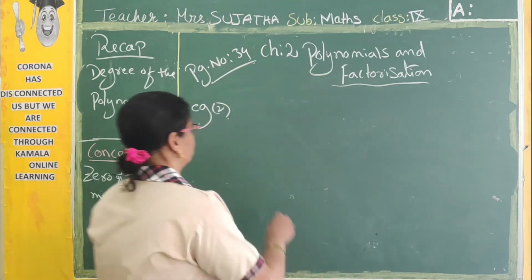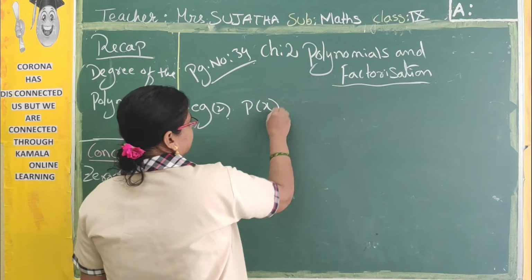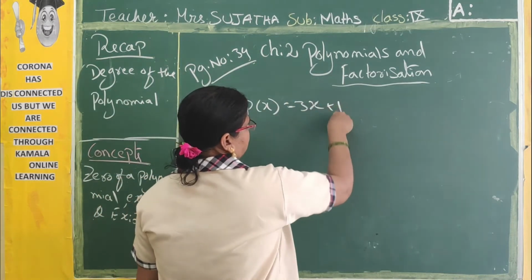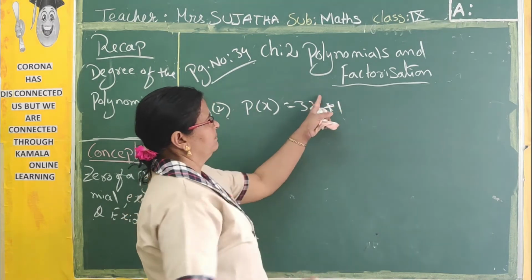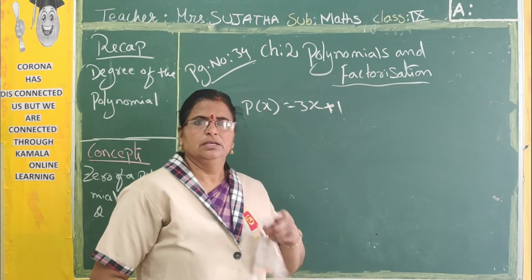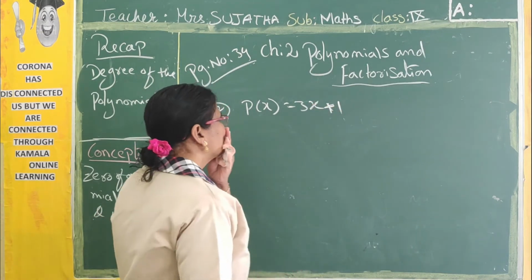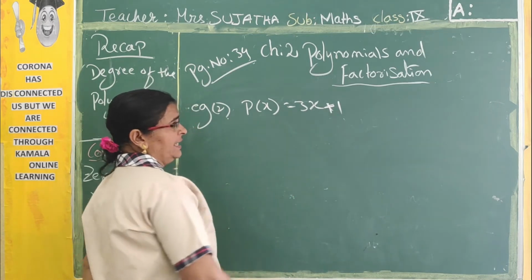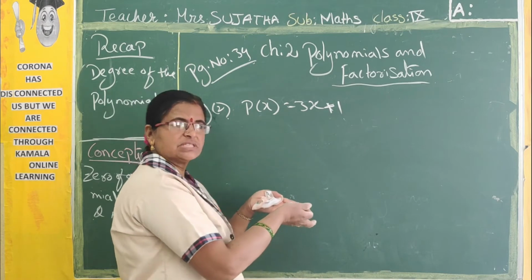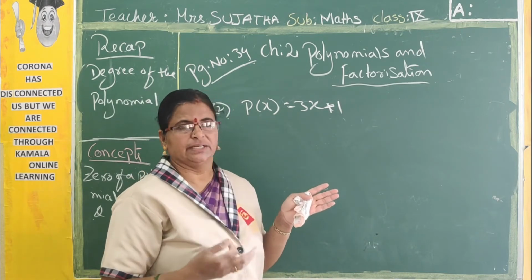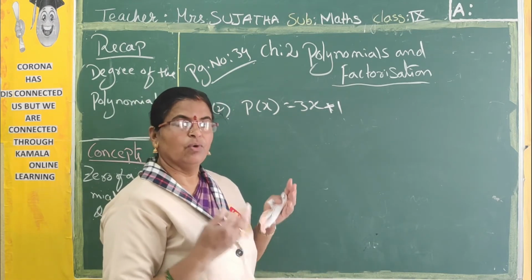What is example 2? Find a 0 of the polynomial P of x is equal to 3x plus 1. This is a linear polynomial. Why is it a linear polynomial? Because the power is 1. Now, here values are not given, so how many values will you substitute? 1, 2, 3, 4, like that? We don't know. So what will you do?